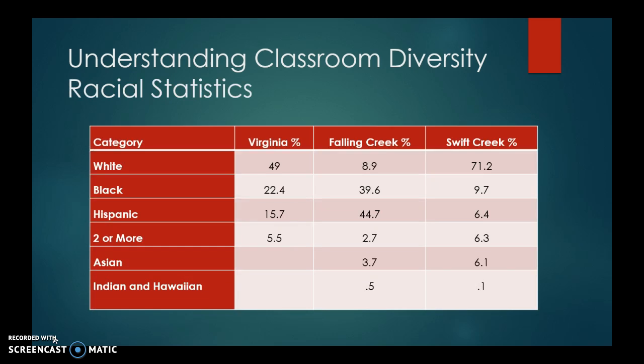So let's put some hard numbers to diversity in Virginia, and in particular, we'll focus on two schools that are both 10 miles from my house. Hispanics are now the biggest minority in Virginia. At Falling Creek, white students are the small minority. Blacks and Hispanics are more of a minority at Swift Creek, as you can see.